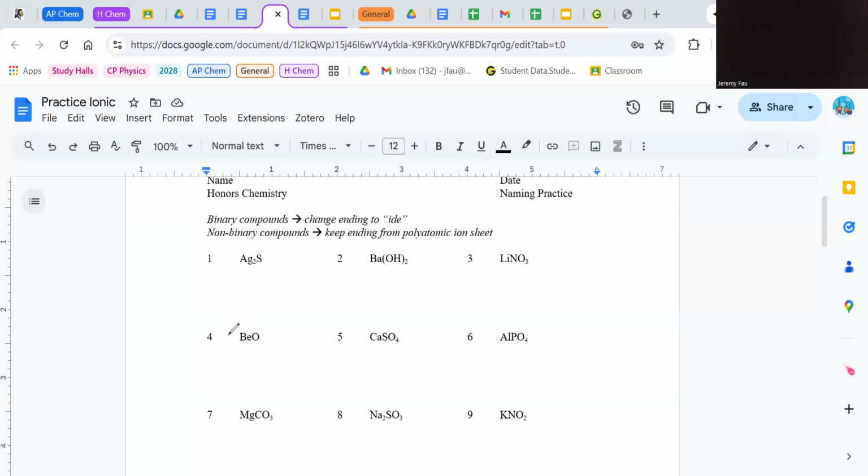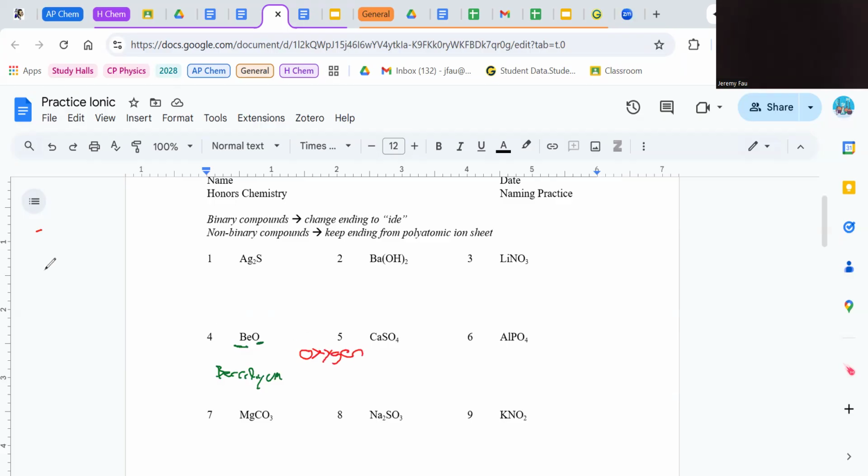All right. So let's look at number four. If we look at number four, again, it's another binary compound. We have two elements. We have Be and we have O. All right. So Be is beryllium. And then oxygen, again, we'll do in two parts. So O is oxygen.